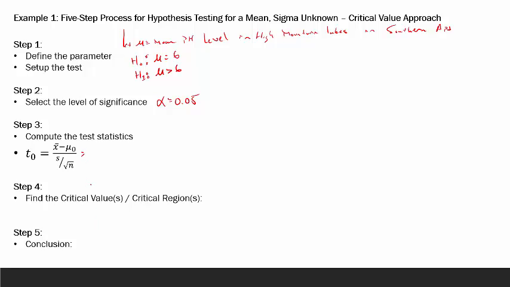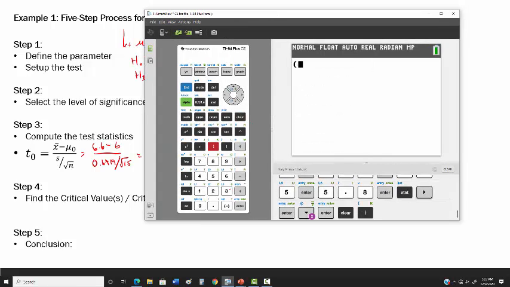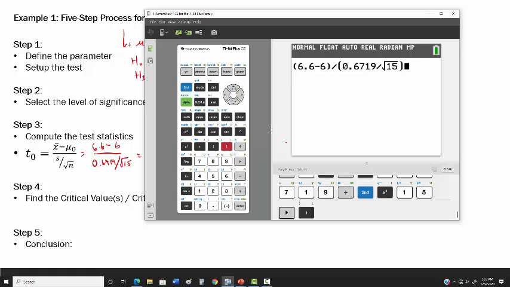Now let's go through and compute the test statistic. X bar was 6.6 minus mu sub 0, which comes from the null, minus 6, divided by S, which was 0.6719 when I rounded it, divided by the square root of 15. So you're going to grab your trusty calculator. In parentheses, I'm going to put 6.6 minus 6, close the parentheses, divided by, start a new set of parentheses, 0.6719 divided by the square root of 15. And this should be my test statistic, 3.459 when I round to 3 decimal places.